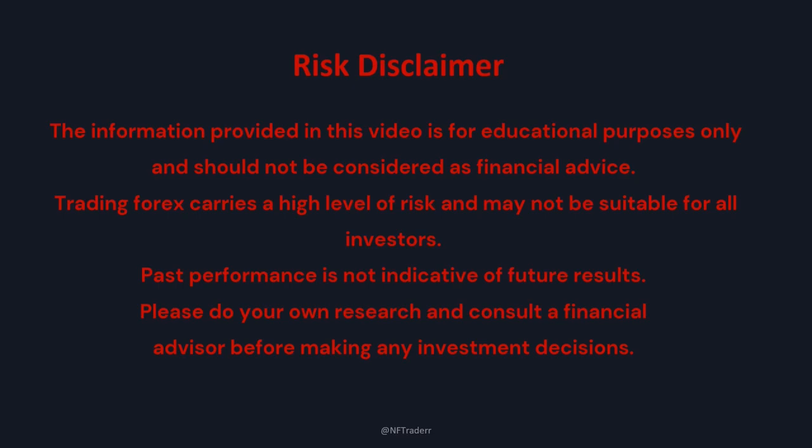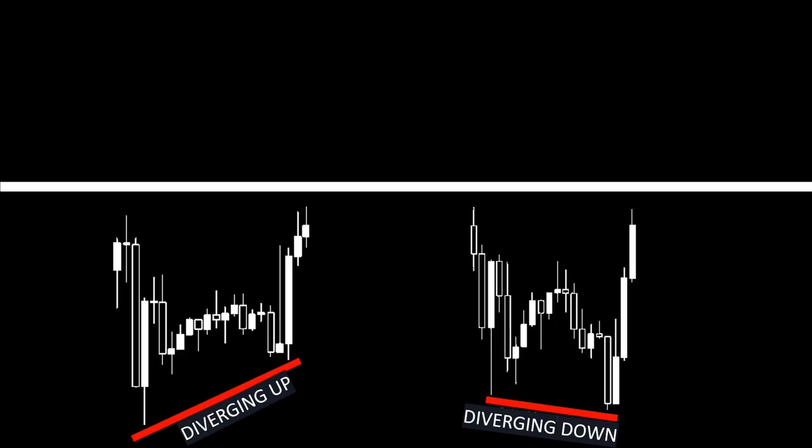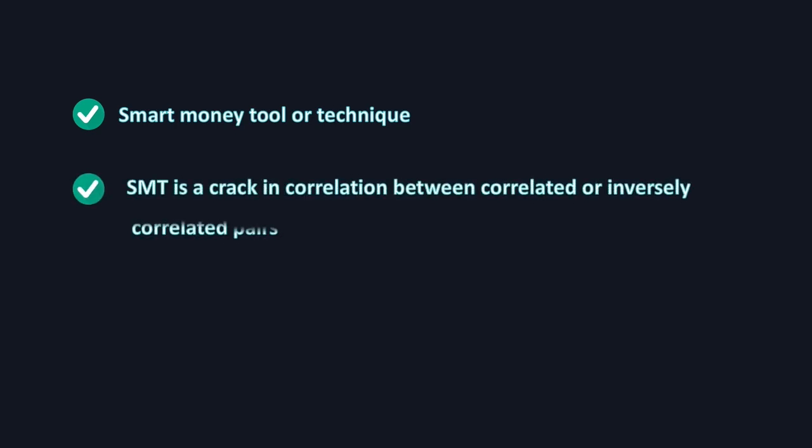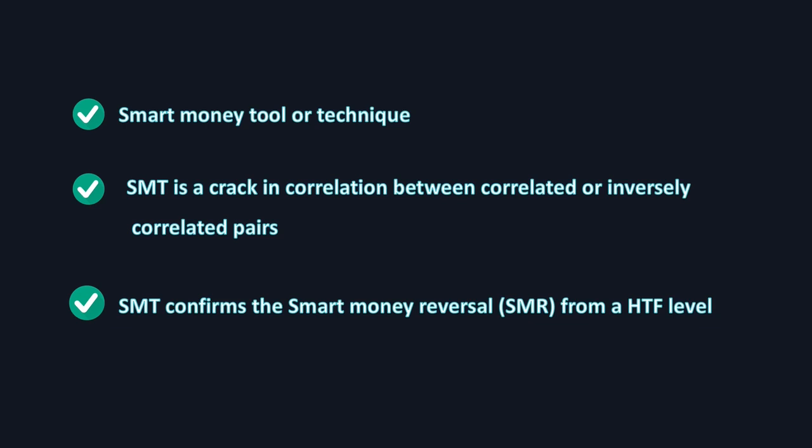The smart money technique, or smart money tool, is based on the ICT trade method. SMT is defined as a crack in correlation between 2 correlated assets. The SMT focuses on identifying divergences between closely correlated or inversely correlated markets. This technique helps traders spot discrepancies in market behavior that can indicate potential trading opportunities. Mastering the smart money technique, SMT, can significantly enhance trading success by predicting price reversals and increasing win rates. Understanding its application with correlated and inversely correlated pairs is crucial for effective trading strategies.